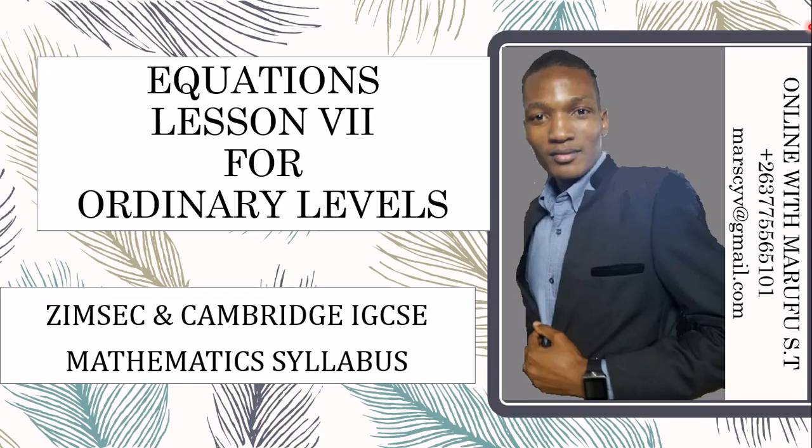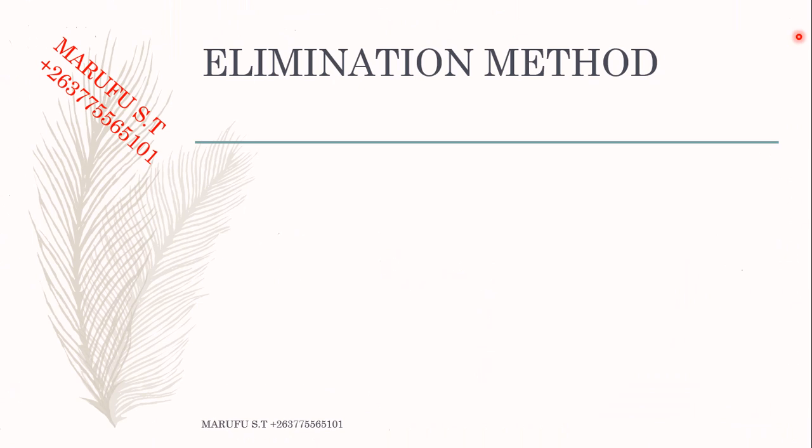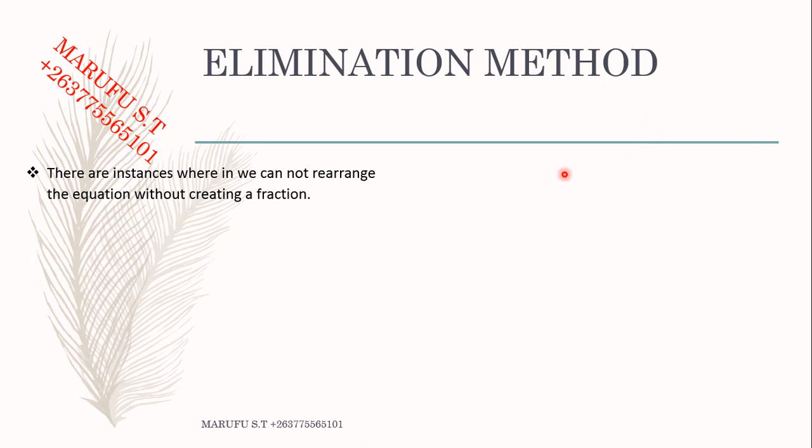I welcome you to lesson number 7 in our equations series, where we are continuing on the second method of simultaneous equations, which is the elimination method. You'd realize that this elimination method works better when the coefficients of the unknown are greater than 1. You shall see that these are the instances where we cannot rearrange without creating a fraction.